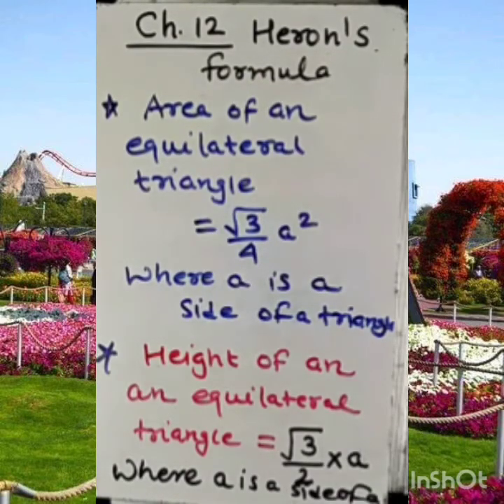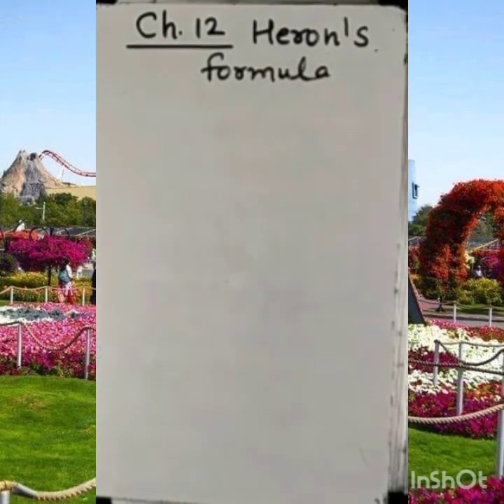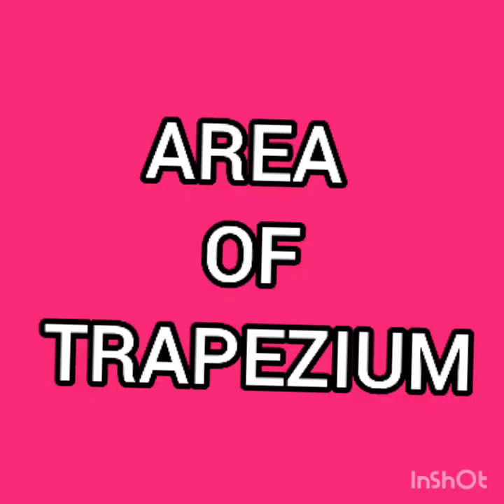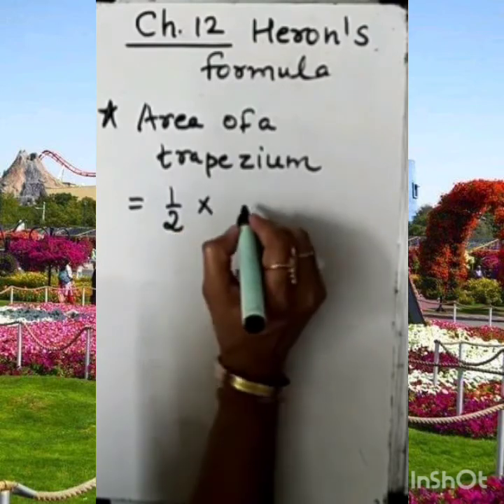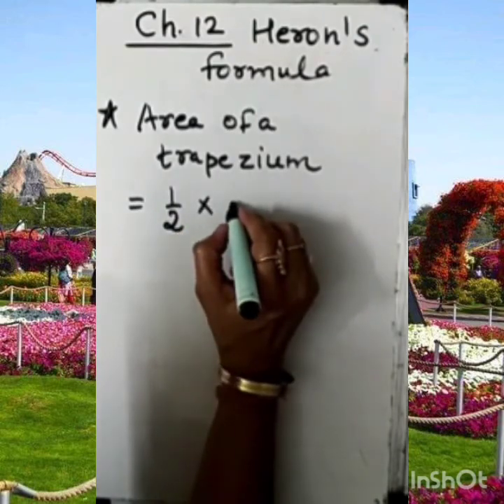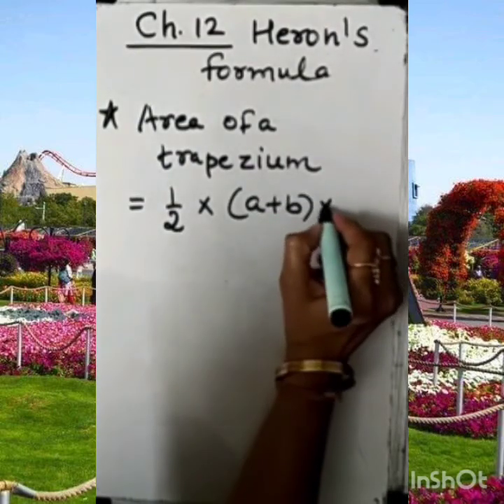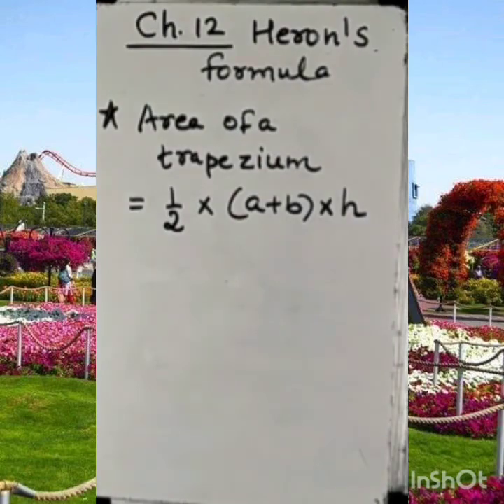Now, let me introduce some more formulas here. Next is the area of a trapezium. It is 1/2 into the sum of its parallel sides, a plus b, into h. Here h is the distance between the two parallel sides.